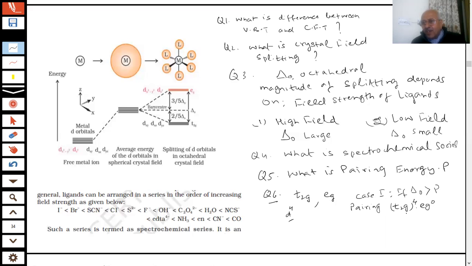So you are saying t2g4, pairing takes place because delta O, the octahedral splitting energy, is large. That means the ligand is a strong ligand, students. Strong ligand.